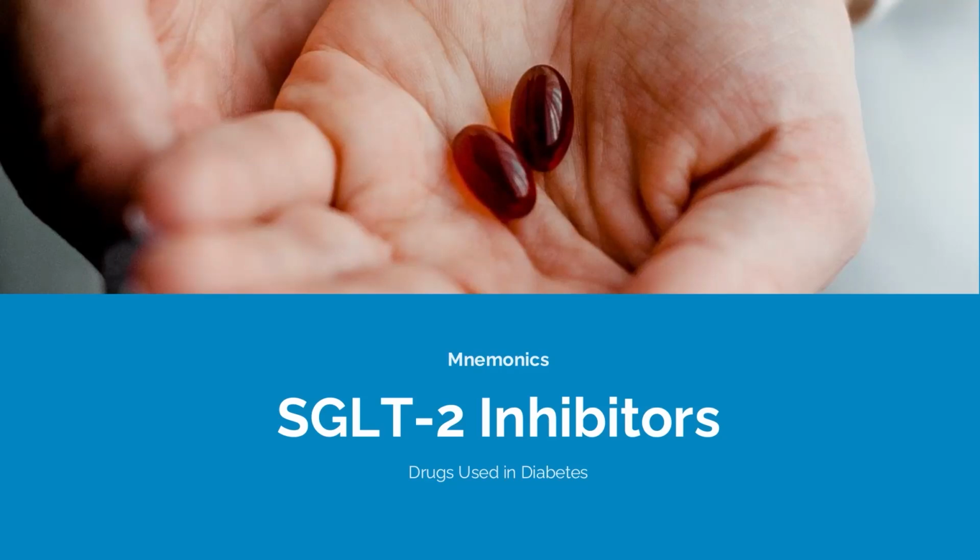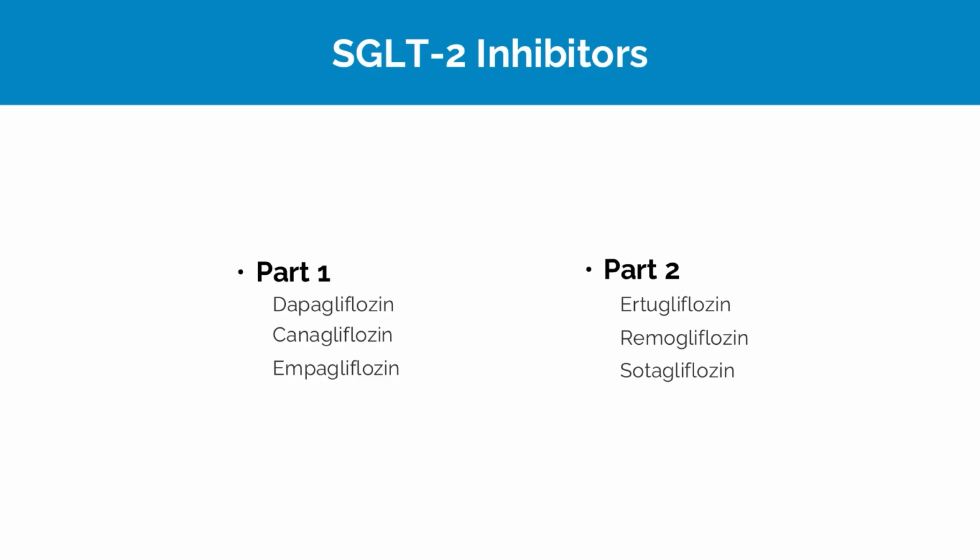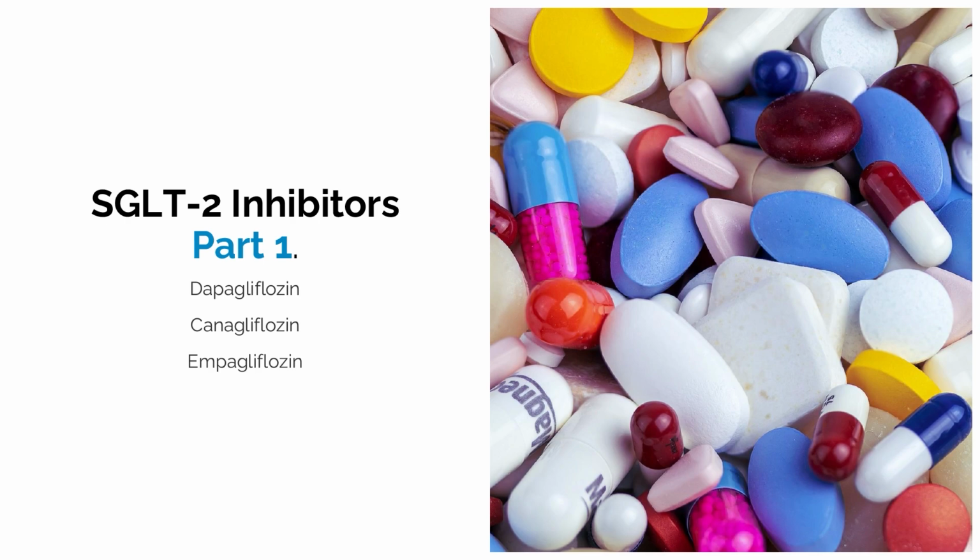SGLT2 inhibitors. We will be memorizing SGLT2 inhibitor drugs in two parts. Part 1 will include dapagliflozin, canagliflozin, and empagliflozin. Part 2 will include ertugliflozin, remogliflozin, sotagliflozin. Let us memorize SGLT2 inhibitor drugs Part 1, which include dapagliflozin, canagliflozin, and empagliflozin.